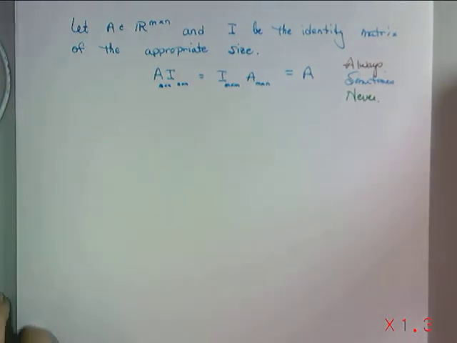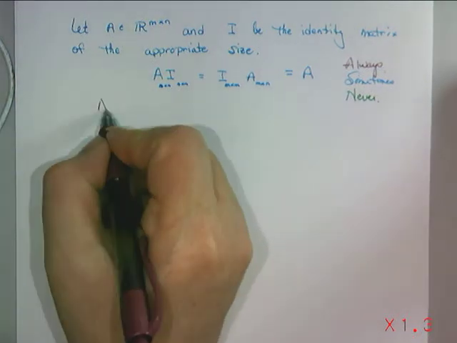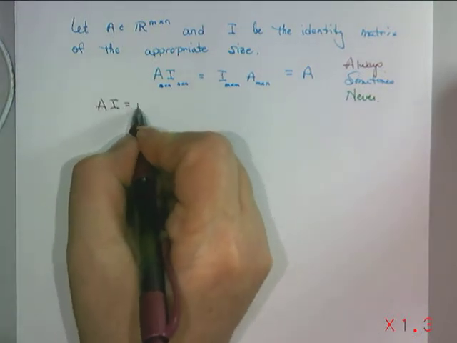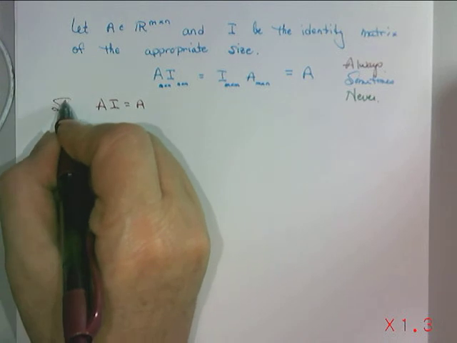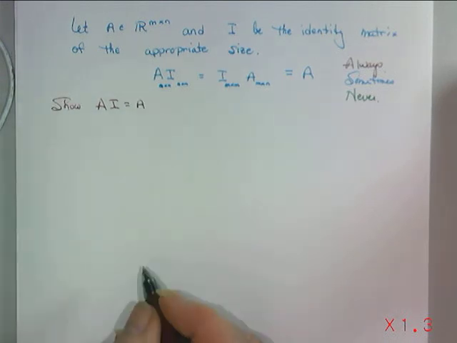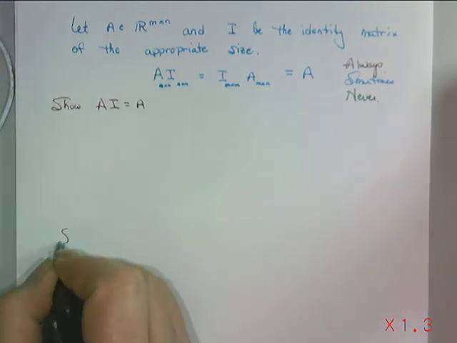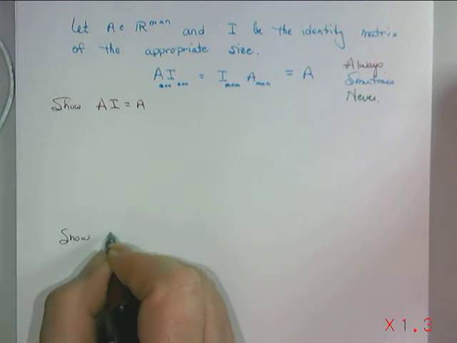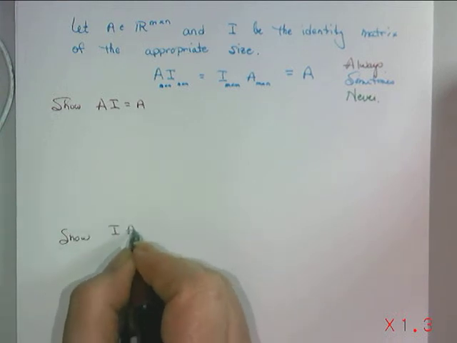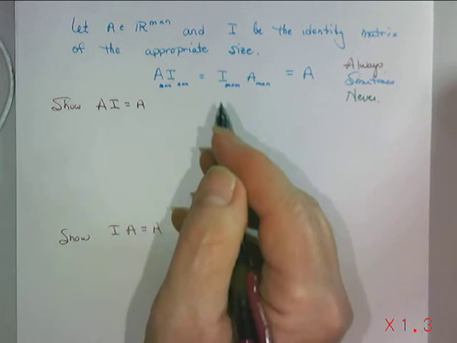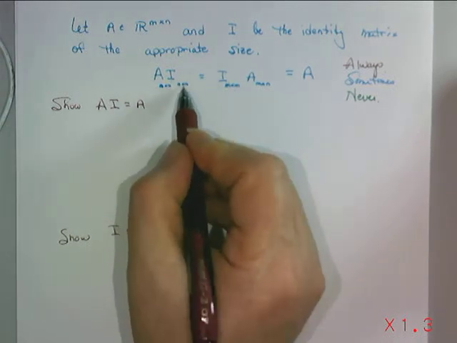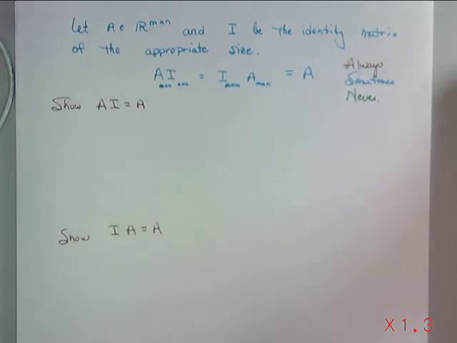And we'll actually need to prove two things. We will need to prove that A times the identity is equal to A. And we'll also need to prove that the identity times A is equal to A. And again, notice these identities aren't the same size unless m and n are the same size or equal. So let's see if we can prove this.